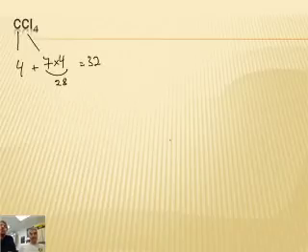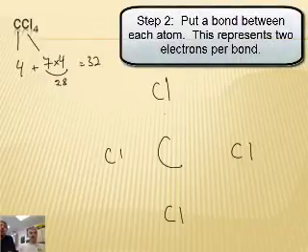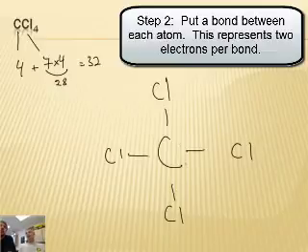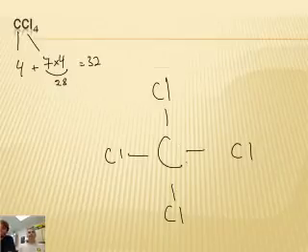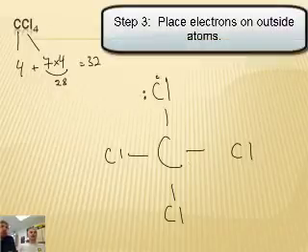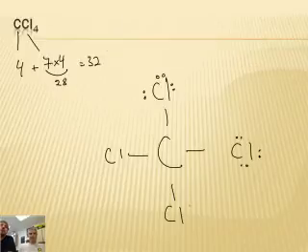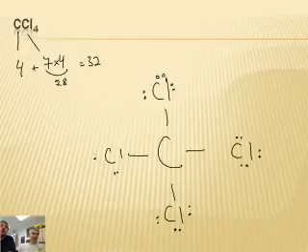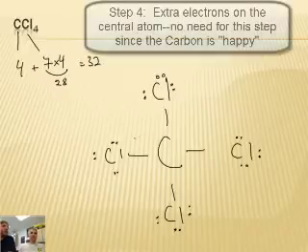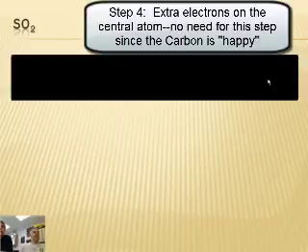So the central atom is carbon, and I'm going to put 4 chlorines on the outside. What's the first step? Draw a bond between them all. 2, 4, 6, 8. By the way, carbon's happy already. He's got 8. So if we can make chlorine happy, we're good to go. So 10, 12, 14, 16, 18, 20, 22, 24, 26, 28, 30, 32. Okay, we're good. Everybody's happy. Each chlorine has 8, carbon has 8.